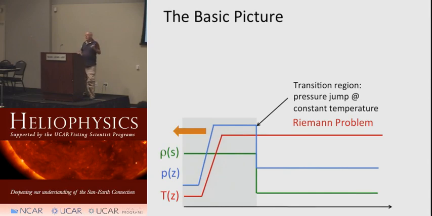Which direction will the plasma move in that rarefaction wave? The wave is moving downward. The plasma is moving upward. Everyone follow that? That's how rarefaction waves work. So it will also drive upward flow, but at a lower velocity.